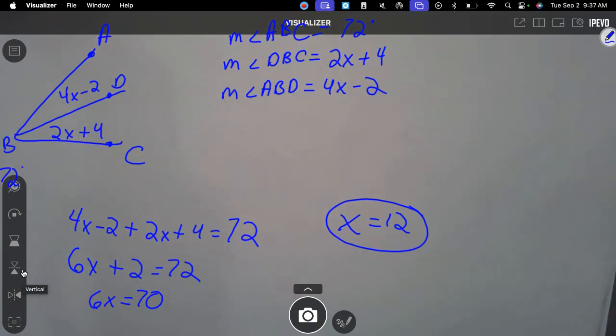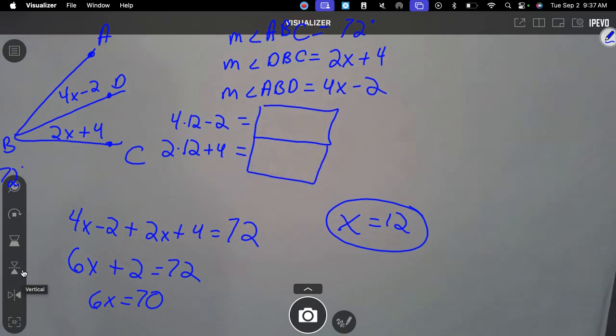So I would do, in my calculator, 4 times 12 minus 2, and then I would also do 2 times 12 plus 4. That's going to be my 2 answers. What is that? 48 minus 2 is 46. And that one is 28. There's my 2 angles. So that one was a tad bit different than 17. I didn't do 17.